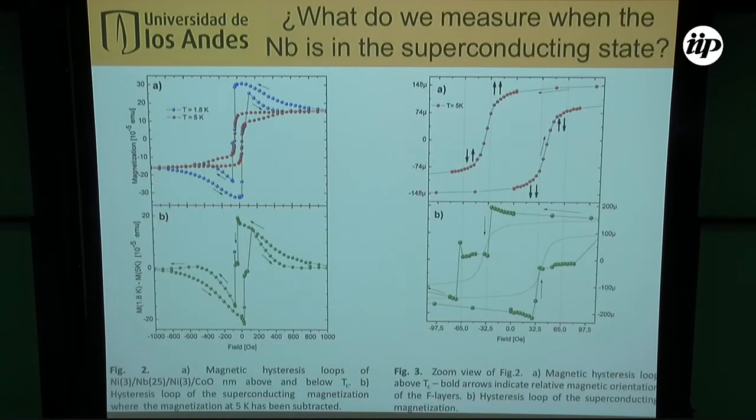We have niobium, superconducting niobium here in blue. That's why I use the color blue, because it's lower temperature, and red when you have high temperature. At high temperature, you have just the ferromagnetics, the signal from the ferromagnets. And at low temperature, you have the contribution from the superconductor. And you subtract these two signals, and something strange.